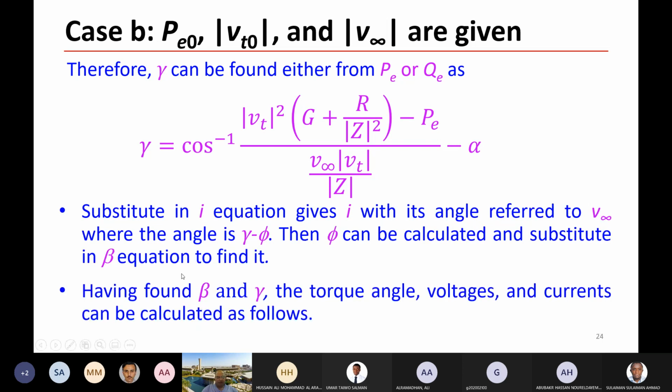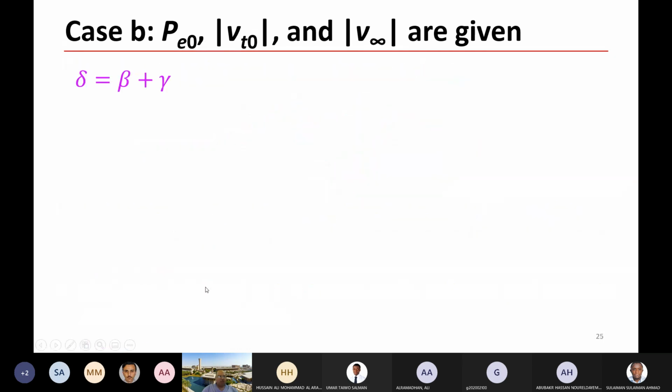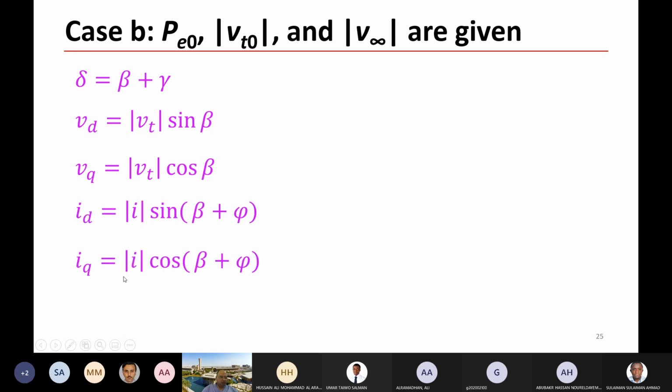Okay, so substitute, you can get the angle gamma minus phi, and then phi can be calculated and substituted in beta. You can go back to the beta and substitute, and then having found beta and gamma, the torque angle, voltage, and the currents can be calculated as follows. Once you have these equations, you can get delta from that diagram, beta plus gamma, VD, VQ, ID, IQ. These are the projections there.